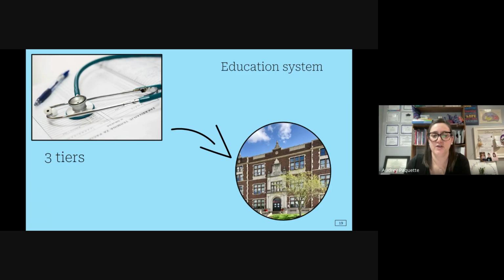So just a little blurb of history. The three-tier model is actually from the medical system. It originated for prevention, disease prevention, and then it trickled into the education system. So that's how we ended up with this model.